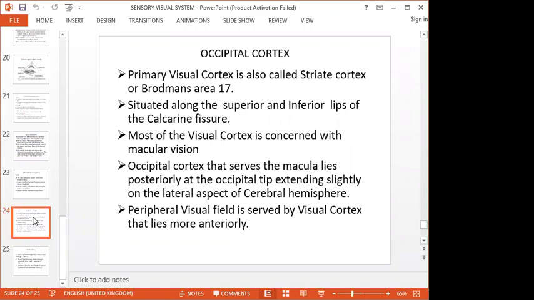In other words, what do you call this place? In Ibemba, what do you call it? Urukobo. In other words, if you have severe injury here, you're likely to have the macula being affected. You know? Peripheral visual field is served by visual cortex that lies more anterior.